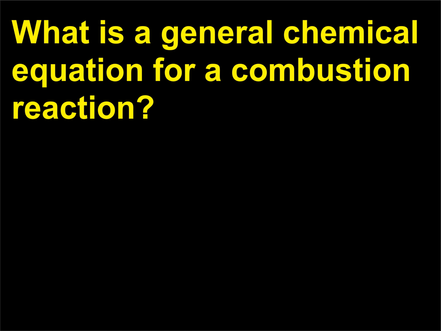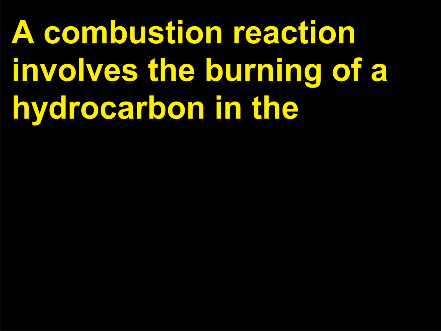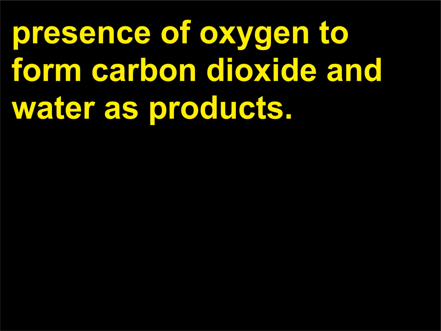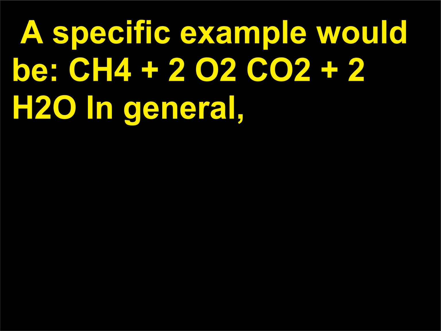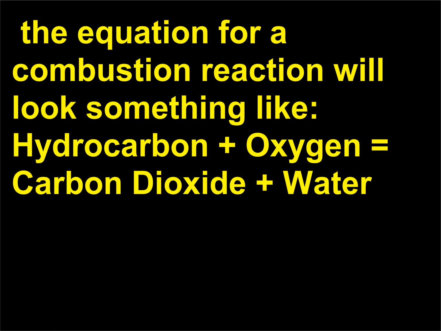What is a general chemical equation for a combustion reaction? A combustion reaction involves the burning of a hydrocarbon in the presence of oxygen to form carbon dioxide and water as products. A specific example would be CH4 plus 2O2 yields CO2 plus 2H2O. In general, the equation for a combustion reaction will look something like hydrocarbon plus oxygen yields carbon dioxide plus water.